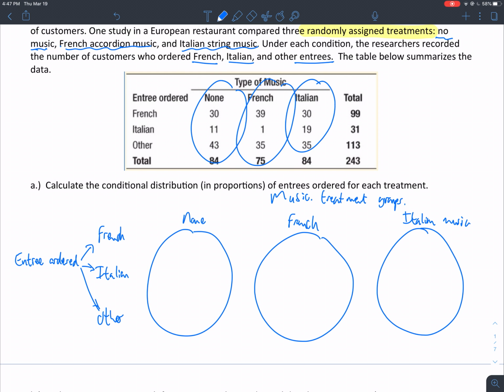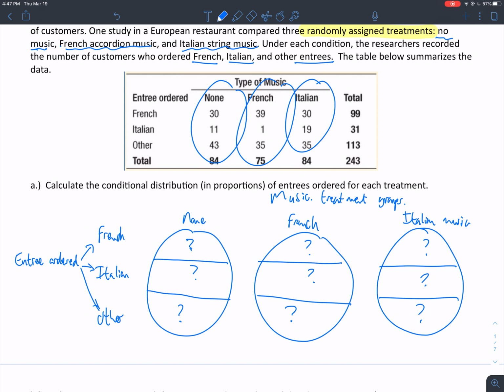Okay, and now our test that we're going to want to do eventually after we do the review stuff is: are French entrees distributed the same across each treatment group, and are Italian entrees distributed the same across each treatment group, and are other entrees distributed the same across each treatment group. So we want to see if these distributions are all the same. That's what we're testing. Okay, that's what we're testing. And if they're not, that tells us something, that one entree is preferred over the others or something like that.